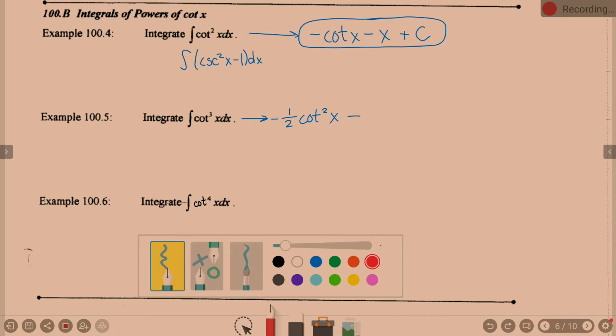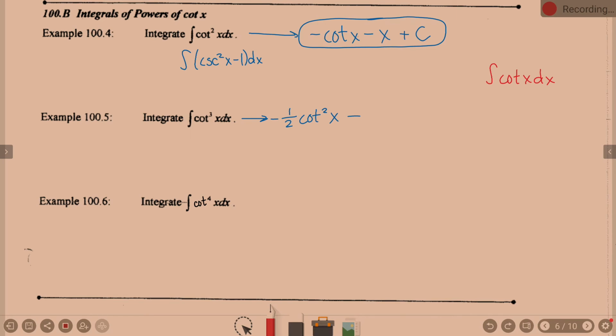If we're trying to integrate cotangent, well, what do you know about cotangent? It is cosine x over sine x dx. Work through the u substitution with me. If I make u my denominator of sine x, what's the derivative of sine x? Cosine x dx.